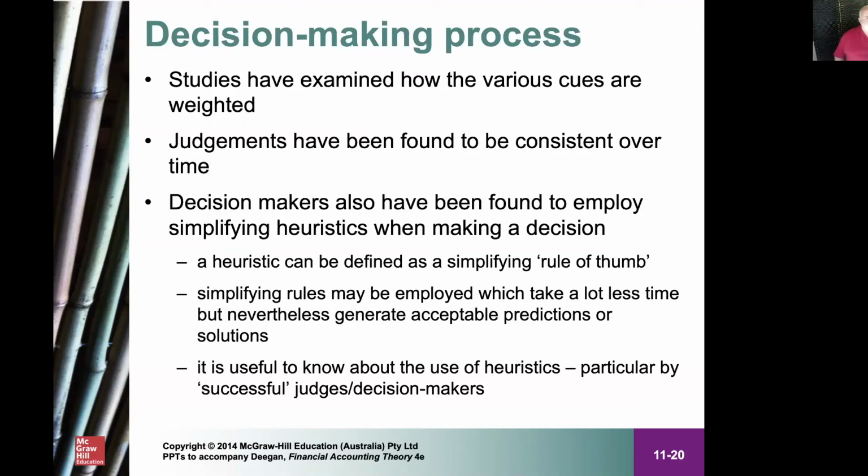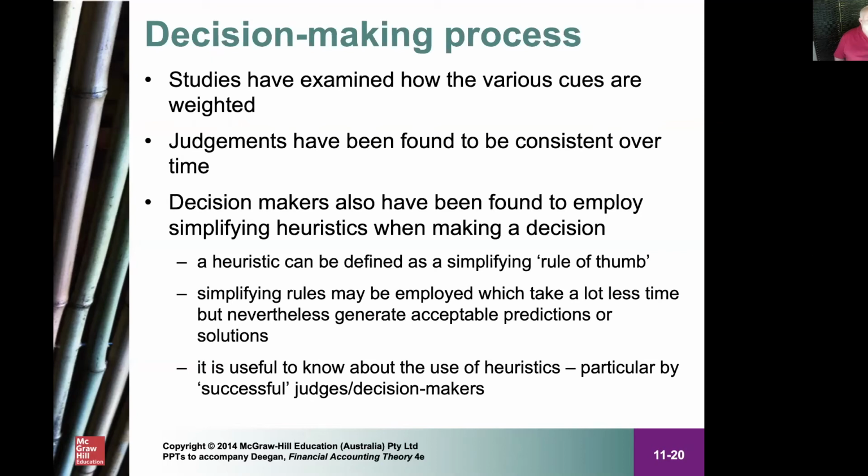Now, the decision makers have been found to employ what we call a simplifying heuristic. Simply put, it's a rule of thumb. My rule of thumb is that if I see rain on the window, I take an umbrella. Now, it's going to be right most of the time. It may not be right all of the time. So these rules can be employed. They take a lot less time, but they generate acceptable predictions.